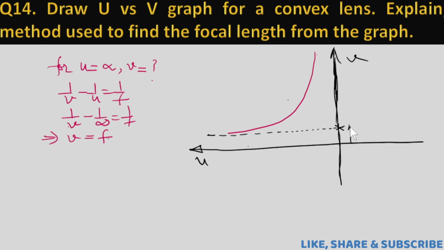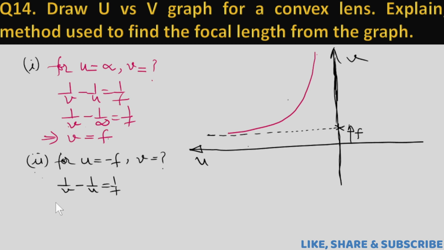This distance should be equal to focal length. This is the first point. Explore it further. For u equals minus f, let's try to find out the value of v. Again, use the lens maker's formula: 1 by v minus 1 by u is equals to 1 by f. So 1 by v minus 1 by f is equals to 1 by f. So 1 by v is equals to 0. This implies that v is equals to infinity.